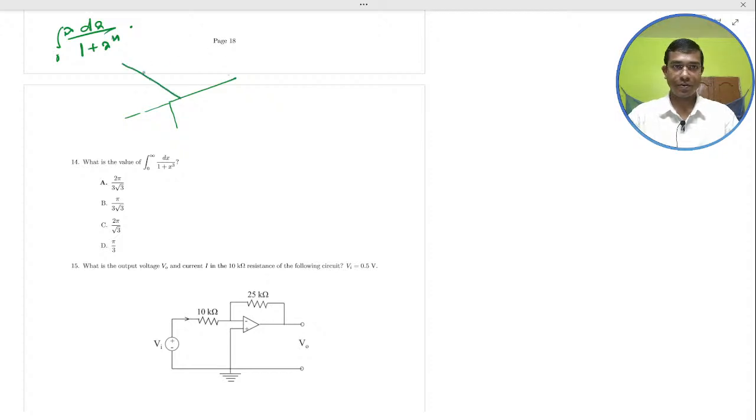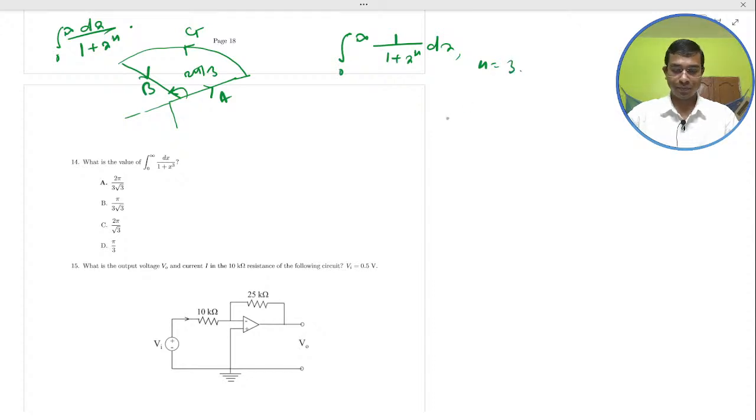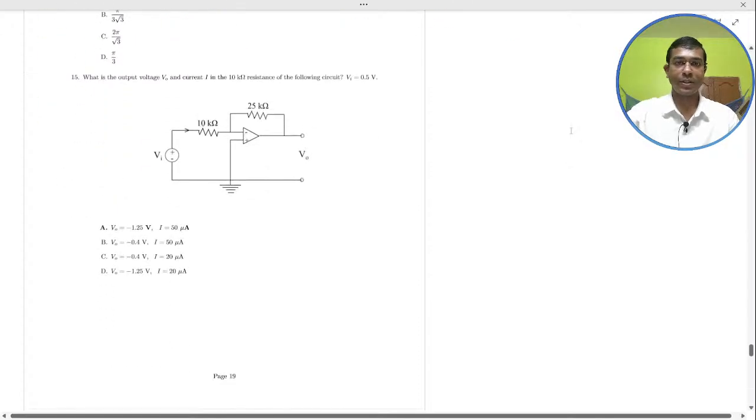For this integration, the complex integration method is useful for choosing a contour. This is the contour C gamma, with points B and A here. You already know the integral from 0 to infinity of 1 by 1 plus x to the power n dx; put n equal to 3 here. The option would be twice pi by 3 root 3, so A would be the correct one. This is homework number 2. Solve it yourself and give feedback on the answer by comment.